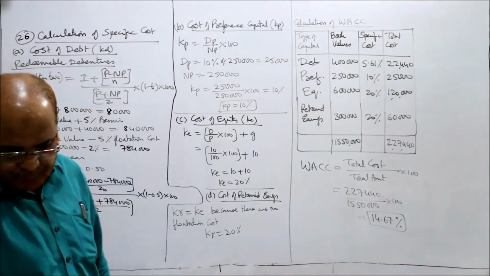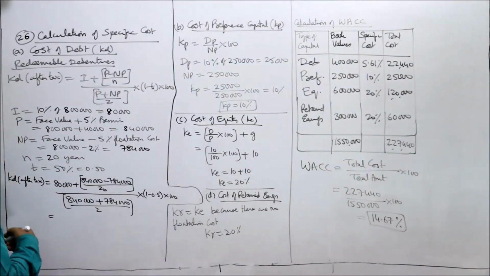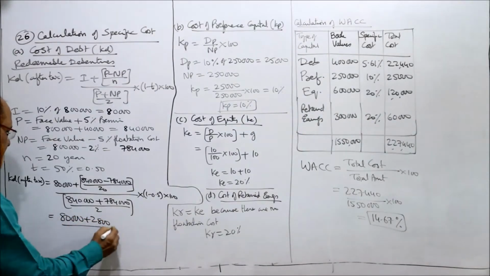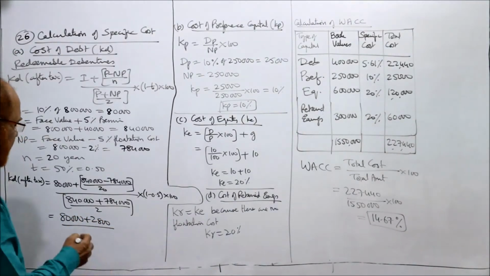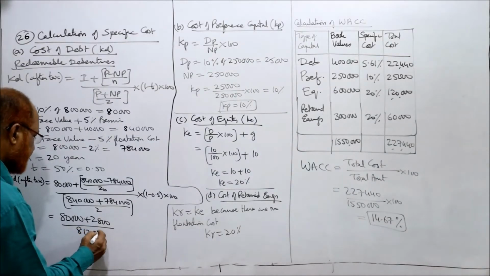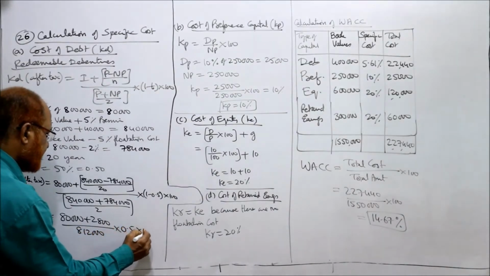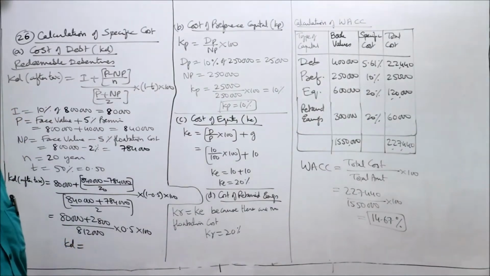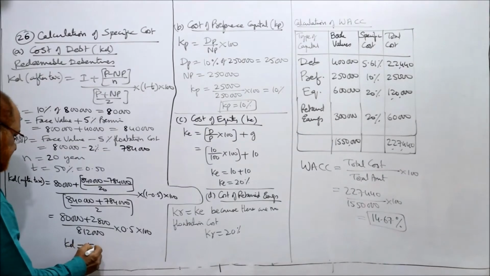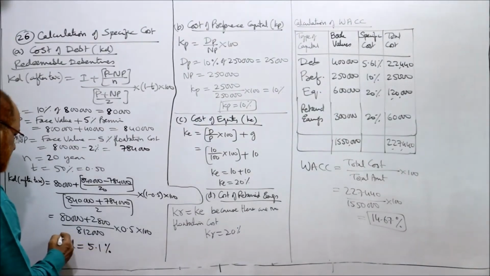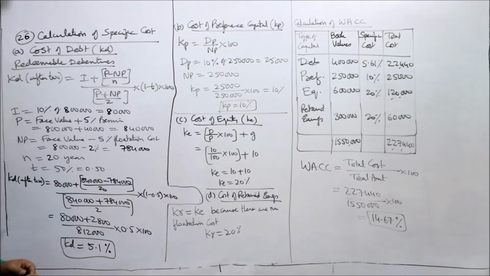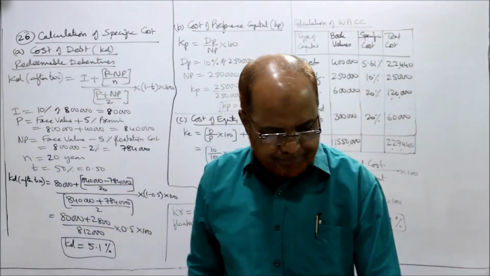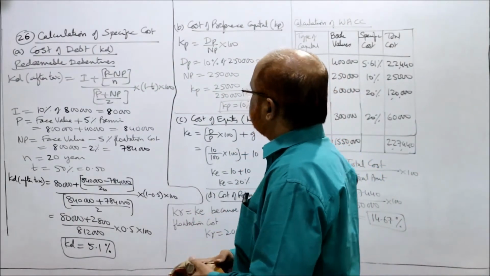That is equal to 80,000 plus 2,800 divided by 8 lakh 12,000. KD is equal to 5.1%. This is the KD. Now we'll come to KP.